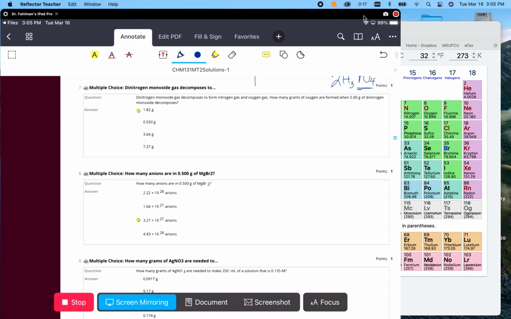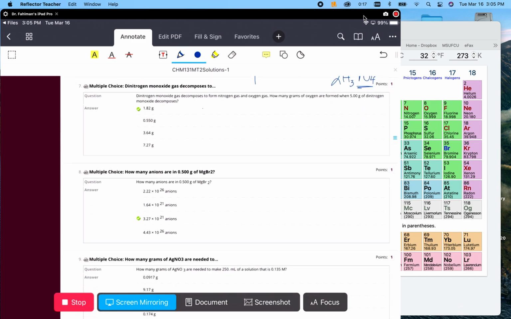Okay. This next one, dinitrogen monoxide, decomposes to form nitrogen gas and oxygen gas. Remember, these are diatomic elements. So it's not just N and O, it's N2 and O2. Okay? So I think that's gas also. So we have to balance this first. So that would be a 2 there, 2 there.